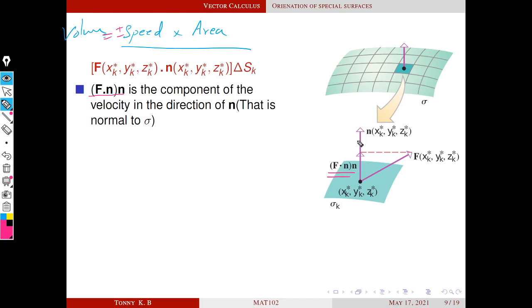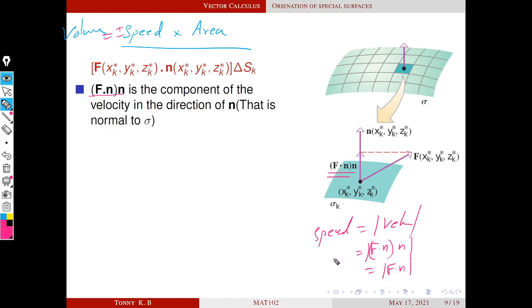So we have to find only the speed. To calculate the volume, we need only the speed with the sign. So how to find the speed with the sign? We know that speed is equal to the modulus of velocity, isn't it? The modulus of velocity gives the speed. So consider the modulus of f dot n times n. This is equal to the modulus of f dot n, because n is a unit vector, so its modulus is 1.